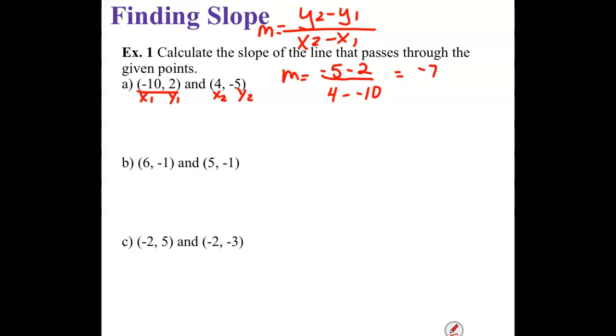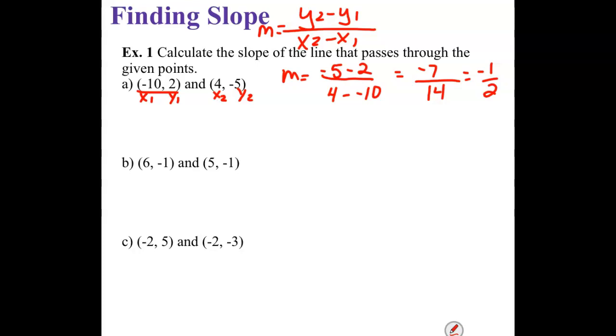All right, for our denominator, 4 minus a negative 10 becomes positive 14. We can reduce this to negative 1/2. Now, for this first one, I am going to show you what happens if we went the reverse direction, just to prove that it doesn't matter.